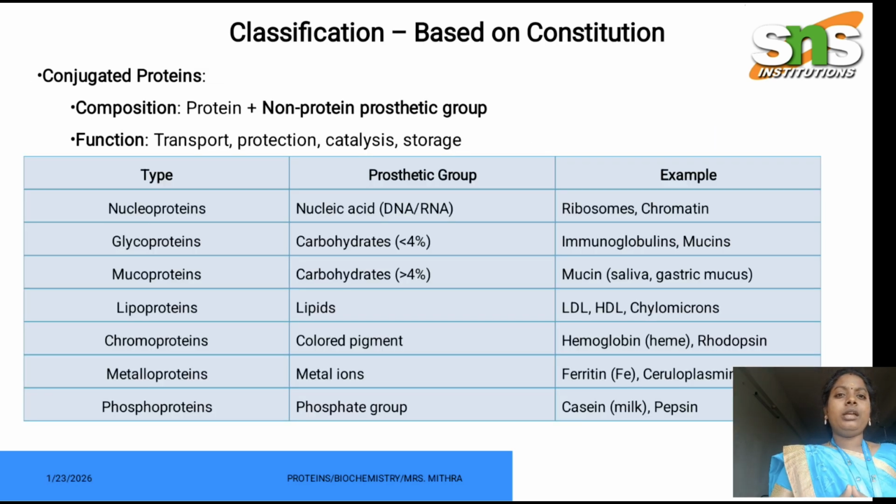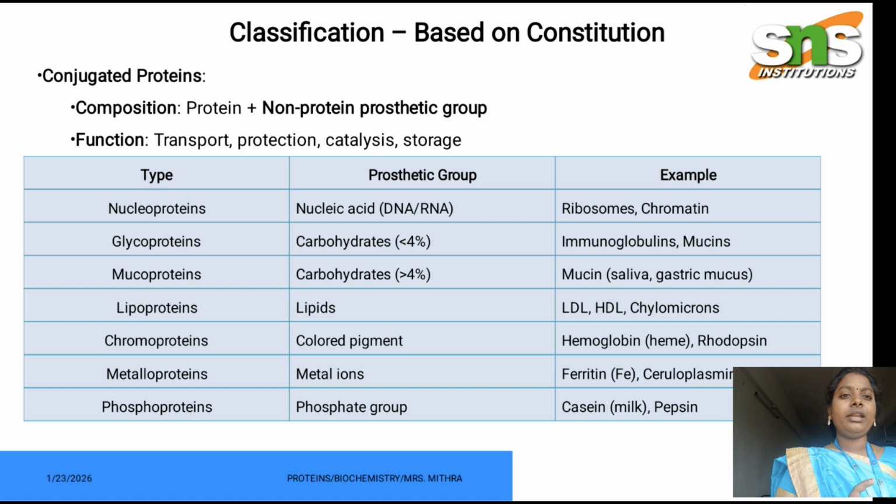And coming to the conjugated proteins, these are composed of two groups, that is a protein group plus a non-protein prosthetic group, and conjugated protein is mainly involved in the transport, protection, catalysis and storage of protein. These are of various types: nucleoprotein, which is composed of nucleic acid and protein. A very good example is ribosomes and chromatin.